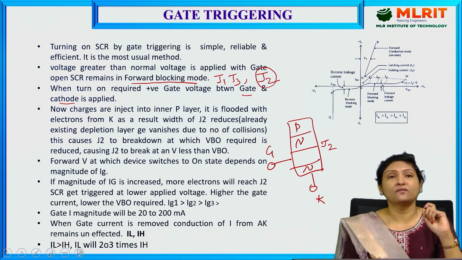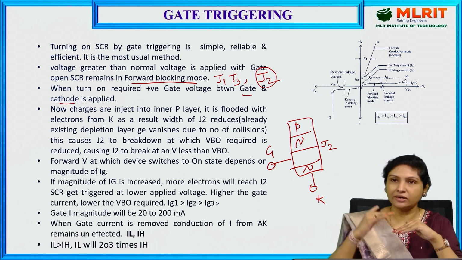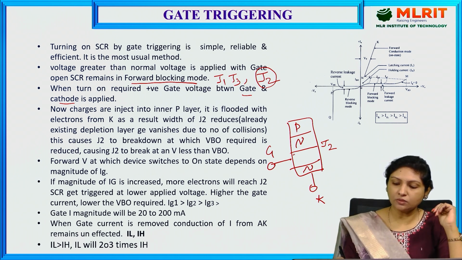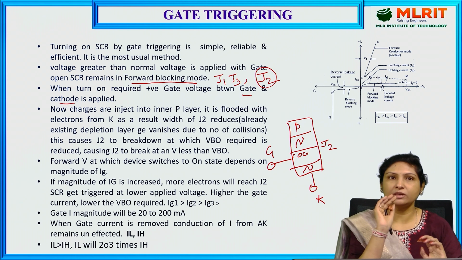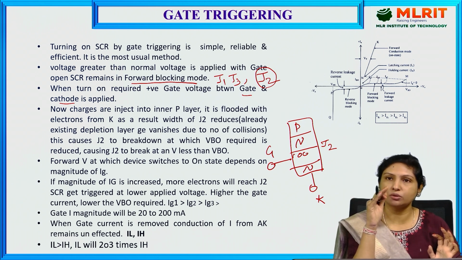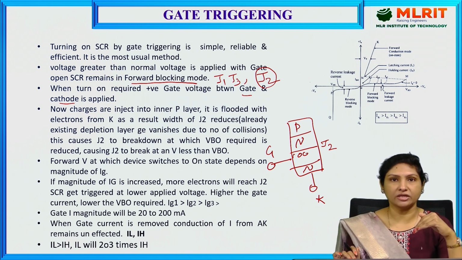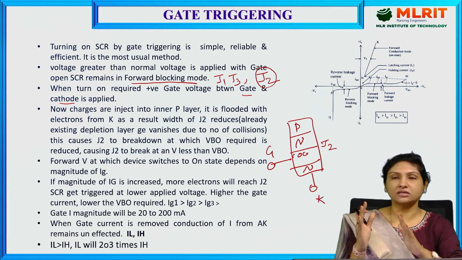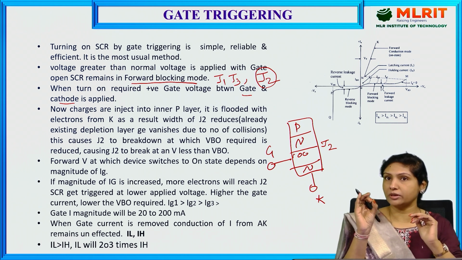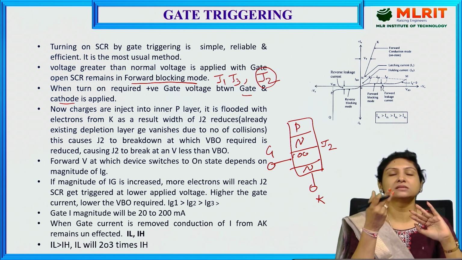The higher the gate current, the lower the voltage required to turn on the thyristor. If the magnitude of the gate current is increased, more electrons will reach J2. As we go on increasing the gate current, more electrons will reach this junction J2. In that case, the J2 width will be reduced, and finally it will disappear and the device comes into the on state. So the SCR gets triggered at a lower applied voltage. So the higher the gate current, the lower the VBO required. That means we are bringing the thyristor into the conduction state with less forward breakover voltage. In turn, we are protecting the thyristor and operating it in a safe mode.